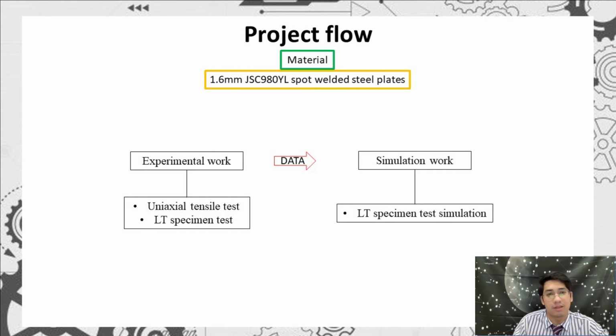Okay, to elaborate a little bit about the project flow, the material we use is 1.6 mm JIC 980 YL spot welded steel plates. The experimental work data from both the tensile and LT specimen tests will be used in simulation work to simulate the LT specimen test. In other words, to verify the LT specimen test data from mechanical testing.